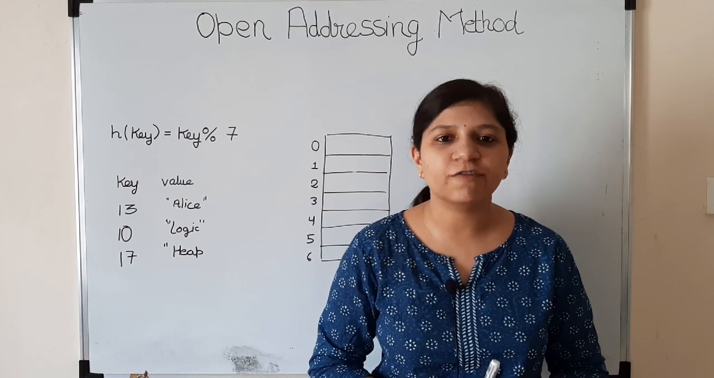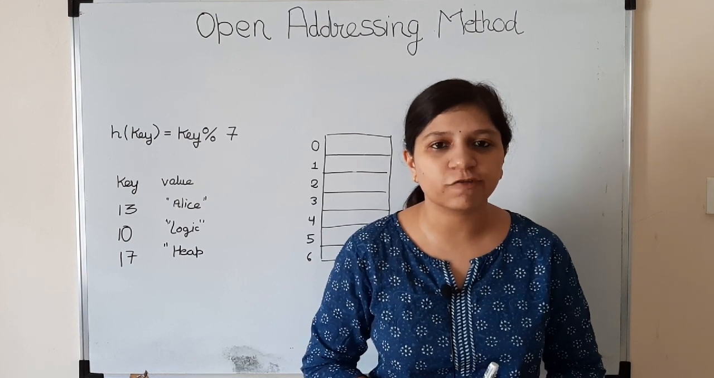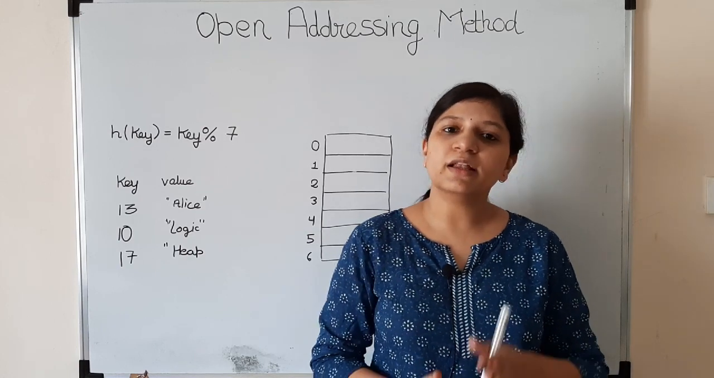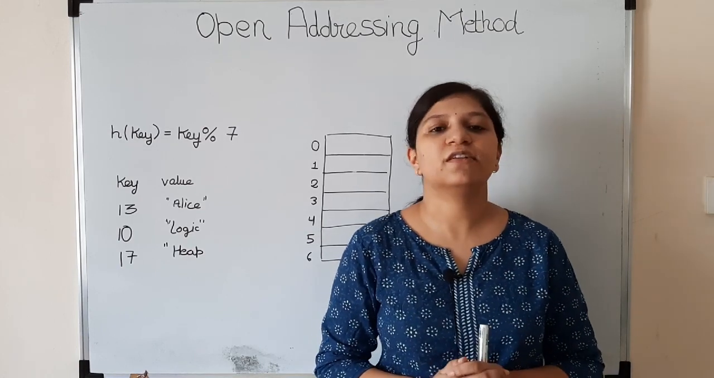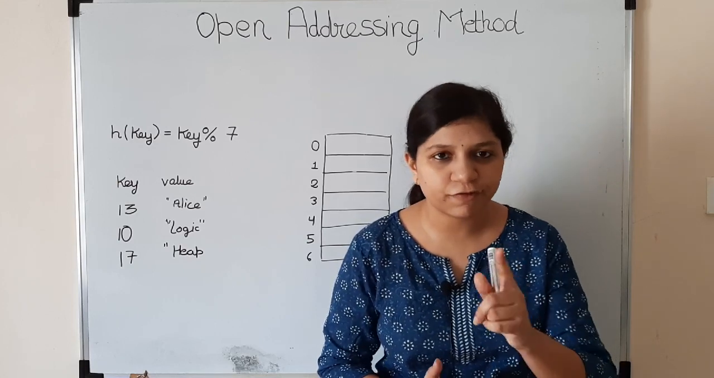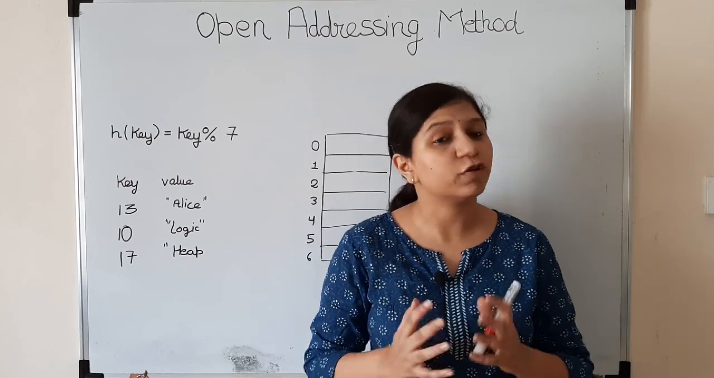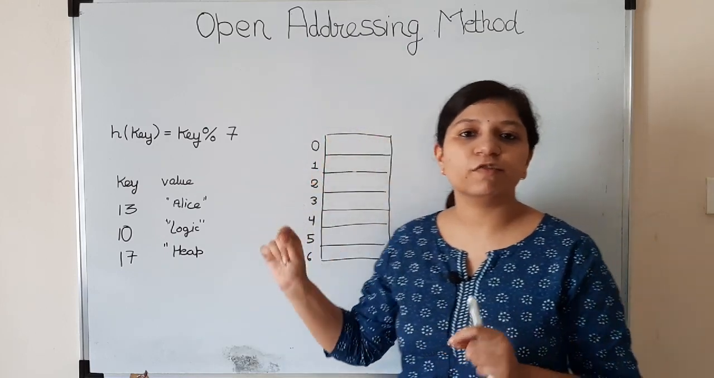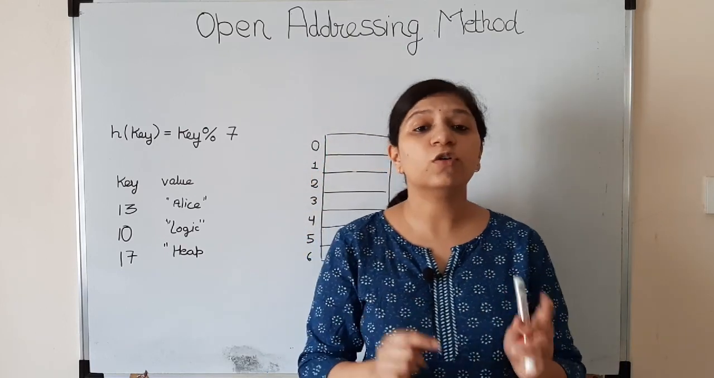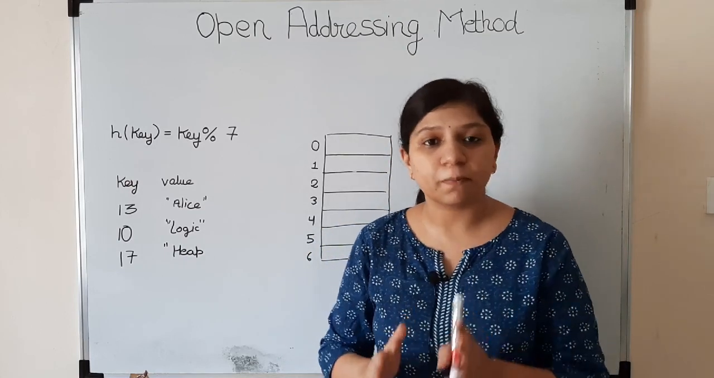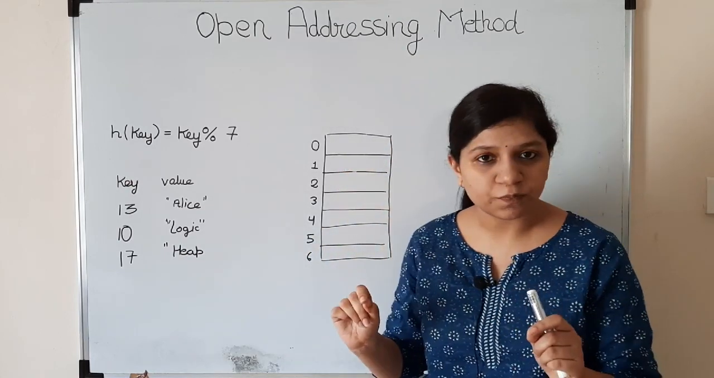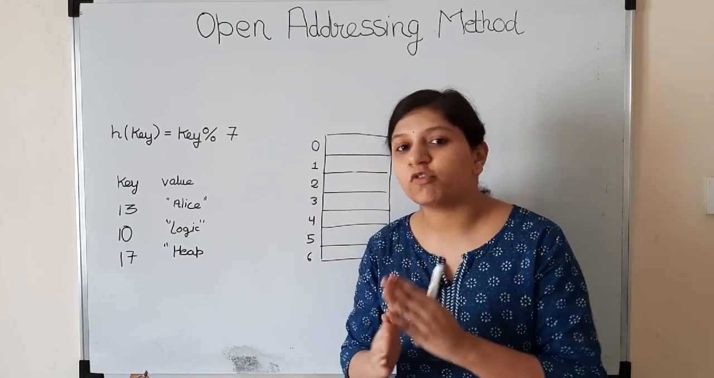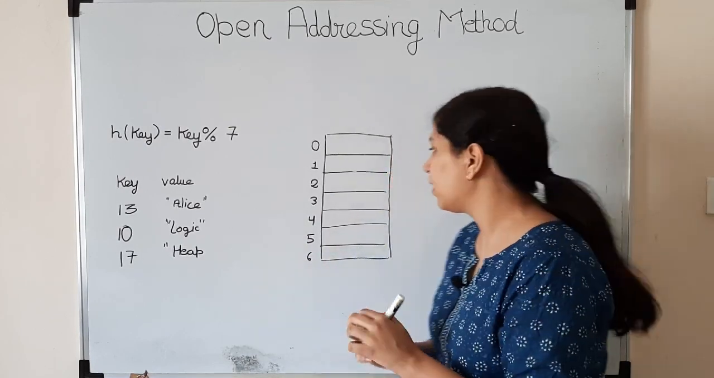In this tutorial, we are going to study a second method of collision handling, which is the open addressing method. In the last class, if you remember, we studied the separate chaining method. That was the first method for collision handling. There, in the hash table, at each place we were maintaining a list to hold all the key value pairs mapping to the same hash value. But what was the problem with that method?